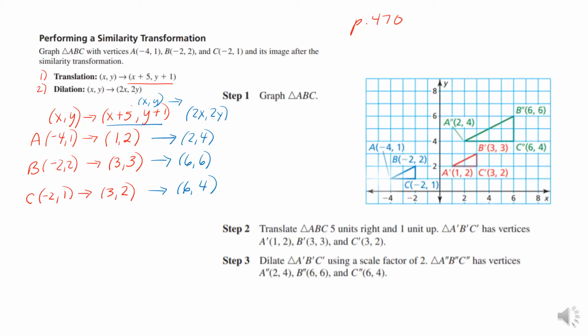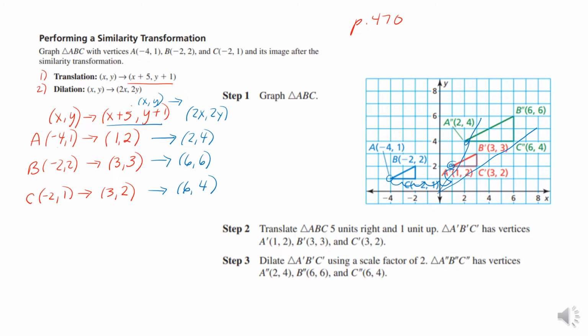So you can see that what they did first was the translation. They went over 5, 1, 2, 3, 4, 5, and up 1. And then they got this point, and they did that with each of them. Then they did the dilation. Remember that your center of dilation is always going to go through the corresponding points, like that. So that helps a little bit.